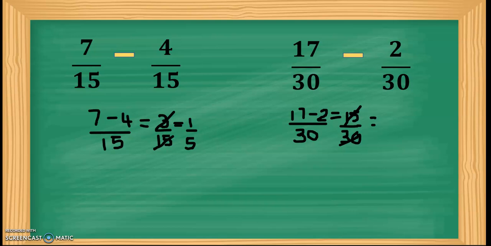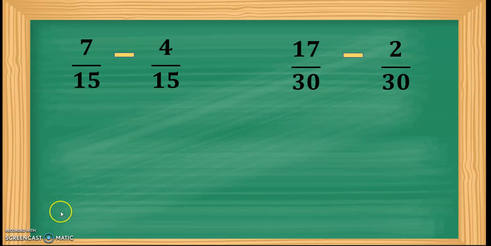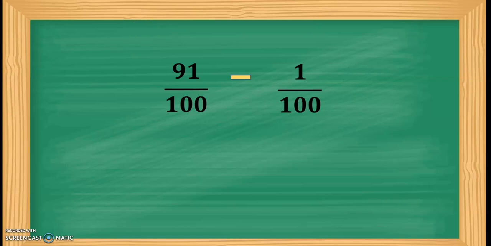Now I hope you're grasping the concept. Once the denominators are the same, we just subtract the numerators and put our answer over the common denominator, and then we would simplify if possible. Now I want for you to pause the video and attempt the question here, and then compare it with what will be shown afterwards.